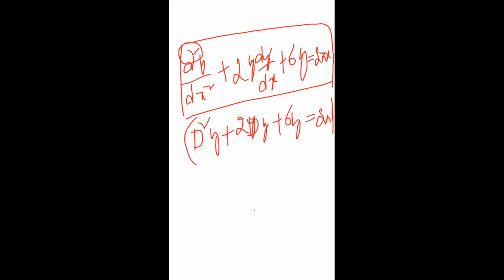Okay. Next, we have to write the auxiliary equation. The auxiliary equation notation is f of m equal to 0. So replace D by m, removing y and the right side value. M square plus 2m plus 6 equal to 0. Then find the roots of this equation, and using the complementary function table, we write the complementary function.